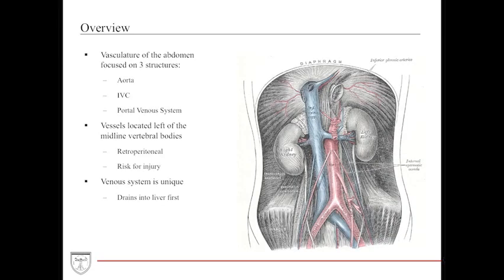So the vasculature of the abdomen is focused around the paired and unpaired branches off the aorta. However, there's three primary structures in the abdominal cavity to note: the aorta, a little portion of the IVC, the inferior vena cava, as well as the portal venous system. The aorta, which is the primary arterial supply to the abdominal, pelvic, and lower extremities, is a retroperitoneal structure that is located left of the midline vertebral bodies. The venous system is very unique, however, because it drains directly into the liver for detoxification and nutrient processing rather than into the inferior vena cava and heart.